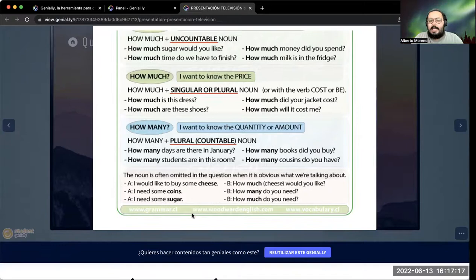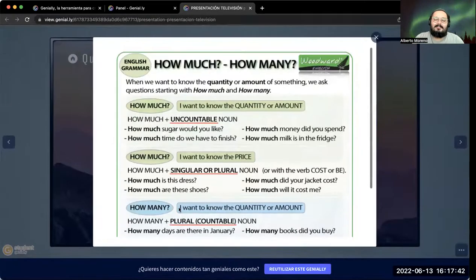The noun is often omitted in the question when it is obvious what we're talking about. For example, I would like to buy some cheese. I need some coins. I need some sugar. How much would you like? How many do you need? How many coins? How much do you need? Okay, when it is obvious what we are talking about, you can omit it and it's okay.